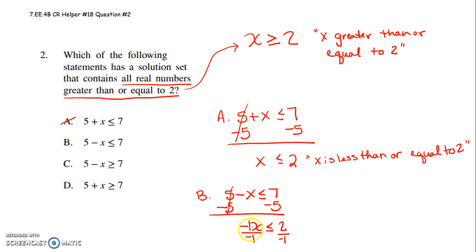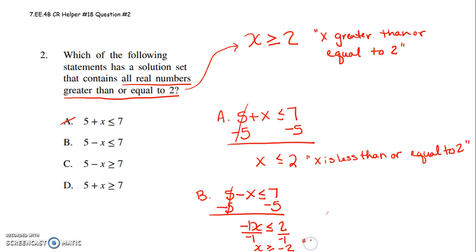Negative divided by a negative is a positive. 1 divided by 1 is 1. 1x is just x. Because I've divided by a negative, I must reverse my inequality symbol. So this less than or equal becomes greater than or equal when I divide by a negative. 2 divided by a negative 1 is a negative 2. We're getting closer, but it's still not this one.